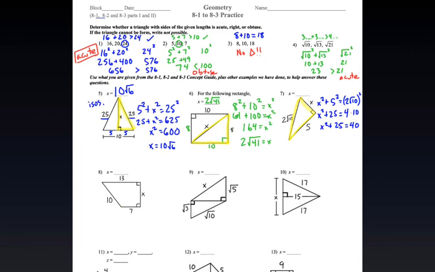So x squared plus 25 equals 40. Subtract, x squared equals 15. Square root of both sides. The square root of 15, which is just simply 3 times 5. Nothing comes out. Square root of 15 is simplified.